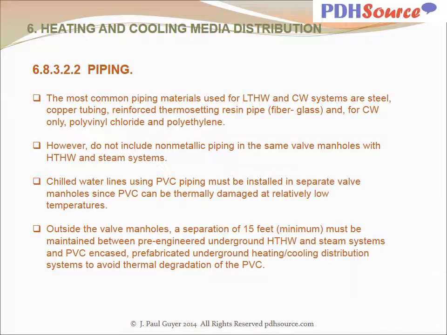Chilled water lines using PVC piping must be installed in separate valve manholes since PVC can be thermally damaged at relatively low temperatures. Outside the manholes, a separation of 15 feet minimum must be maintained between pre-engineered underground high-temperature hot water and steam systems and PVC encased prefabricated underground heating cooling distribution systems to avoid thermal degradation of the PVC.